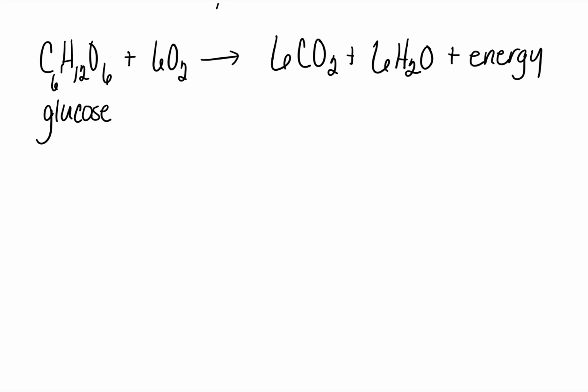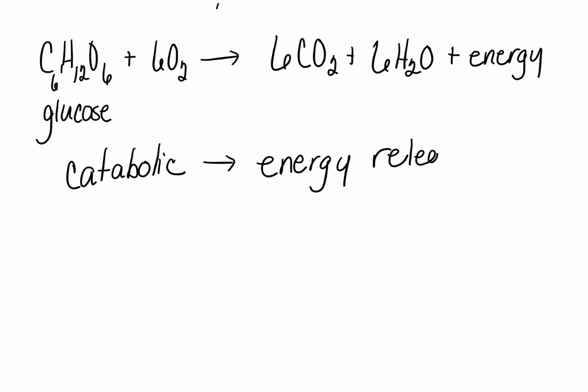This process by which we break down glucose in the presence of oxygen to release its energy is a catabolic reaction or a catabolic pathway. Overall, through these multiple chemical reactions in the breakdown of glucose to release its energy, we have a net release of energy. And of course, this is important because we know that this energy that is released is going to be used to make ATP.